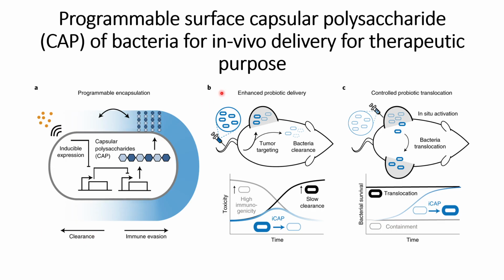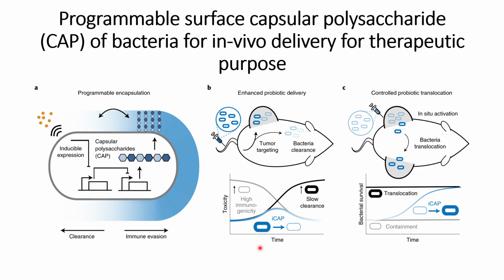So two of the approaches are mentioned here. First one is enhanced probiotic delivery. In that case, the bacteria has the synthetic cap, and it is represented here with the thickness of the bacteria. Once they are delivered, they can target the tumors, or those that have not reached the tumors have a low thickness, their thickness goes down, and this will eventually lead to the bacteria clearance.